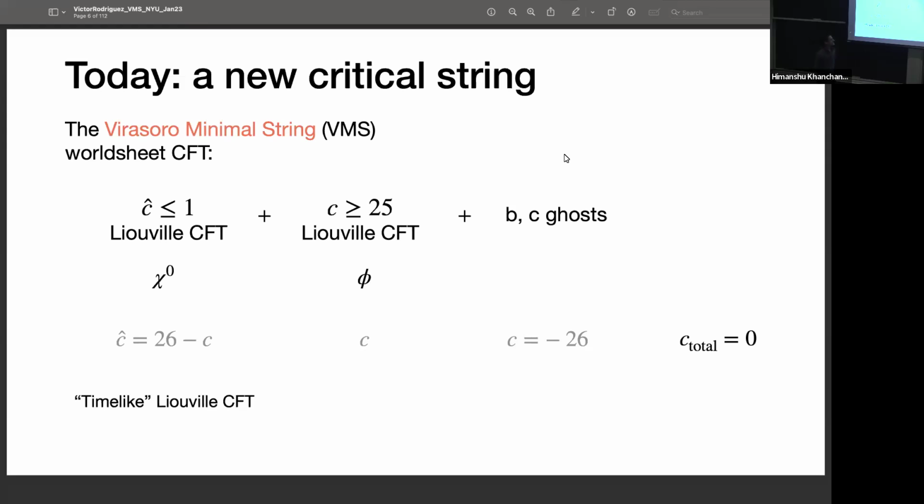Okay, so we'll describe what that is. And of course, you arrange the central charges such that these two add up to 26. Then once you couple them with a usual bc ghost system, you get a critical string background. The exact worldsheet theory. Okay, so that's the model that we'll study today.